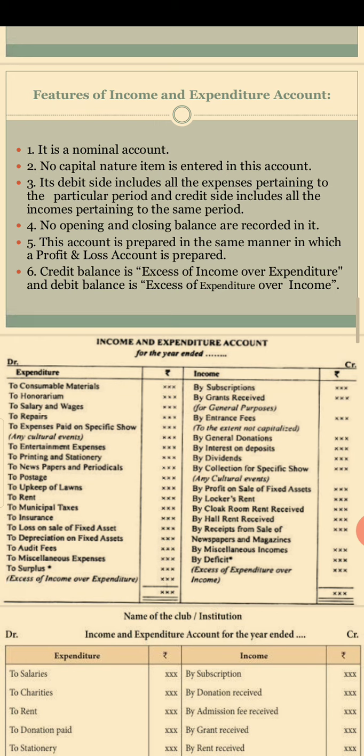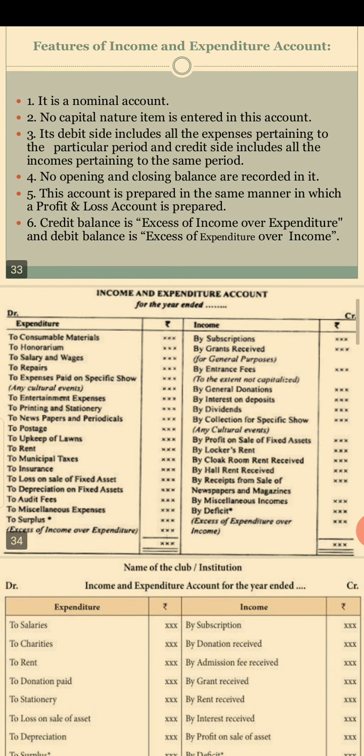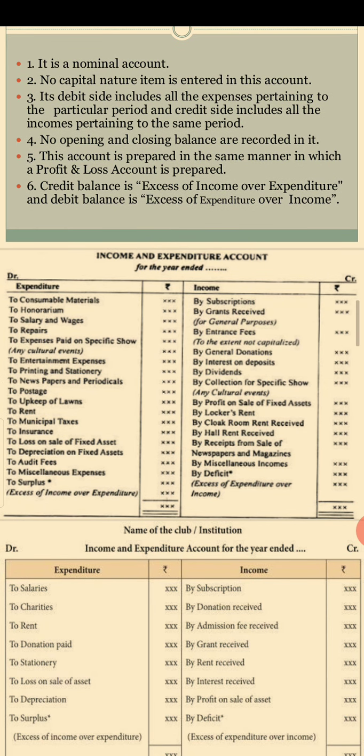Point number 4, no opening and closing balances are recorded. Like in the receipt and payment account, here there are no opening and closing balances. And point number 5, this account is prepared in the same manner in which the profit and loss account is prepared. I mean, it is just like a profit and loss account. And point number 6, credit balance is the excess of income over expenditure, and debit balance is the excess of expenditure over income.